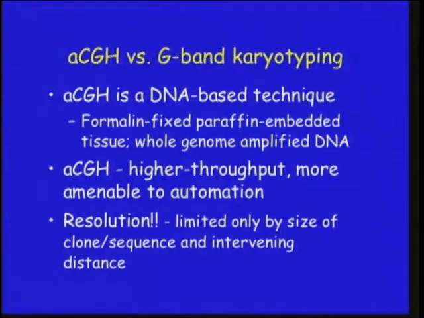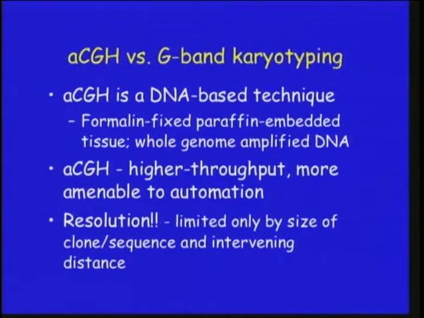And compared to G-banded karyotyping, there are a number of advantages of Array CGH. Again, it's a DNA-based technique, so you can use formalin-fixed paraffin-embedded tissue if you have to. You can also use very small starting amounts of DNA because it works very well with whole genome amplified samples. Compared to standard karyotyping, Array CGH is much more high throughput, and it's also more amenable to automation in the future. But the biggest advantage of Array CGH over conventional karyotyping is the resolution.